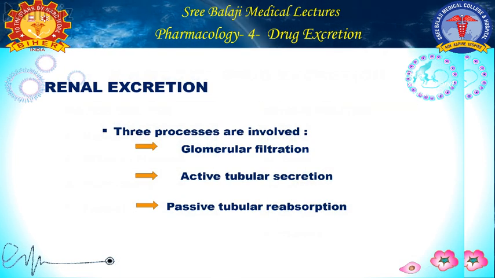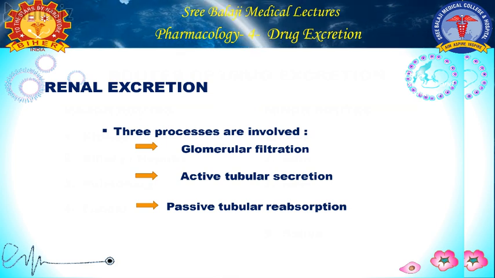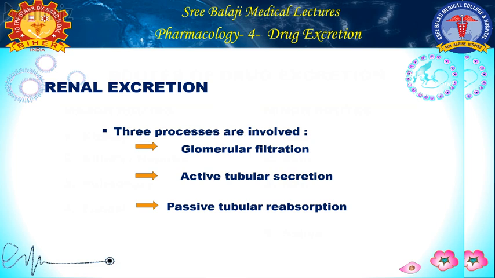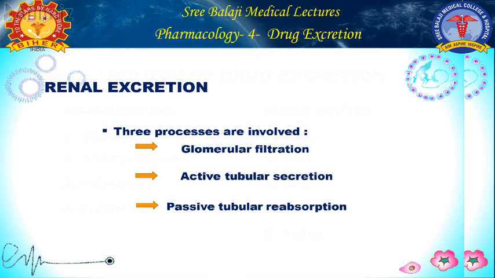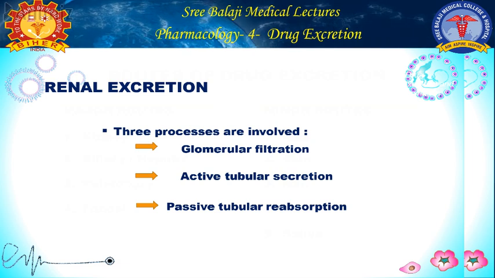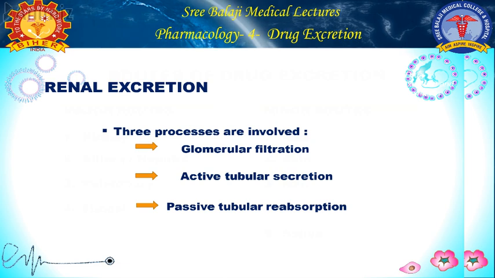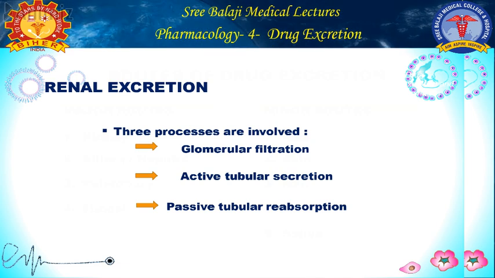So coming to renal excretion, we have three main processes involved. As we know, the nephron is the functional unit of the kidney, and there are three main processes happening: glomerular filtration, active tubular secretion and passive tubular reabsorption.